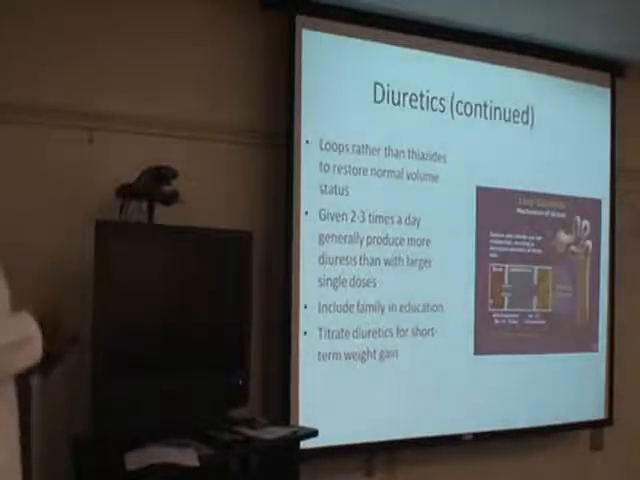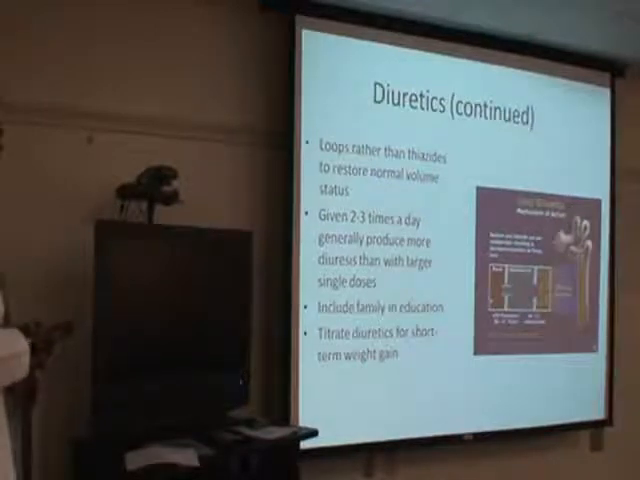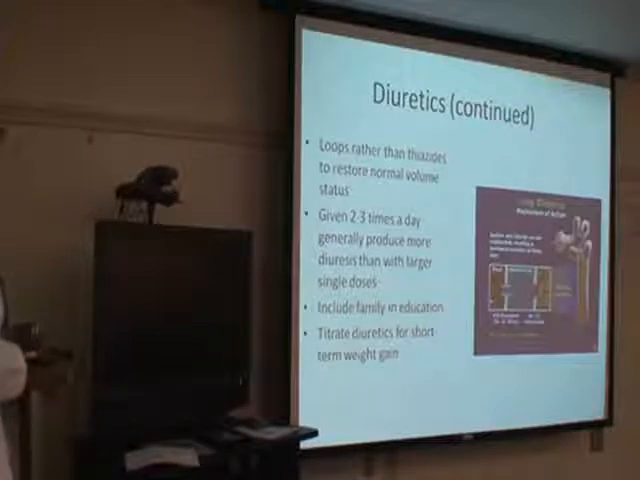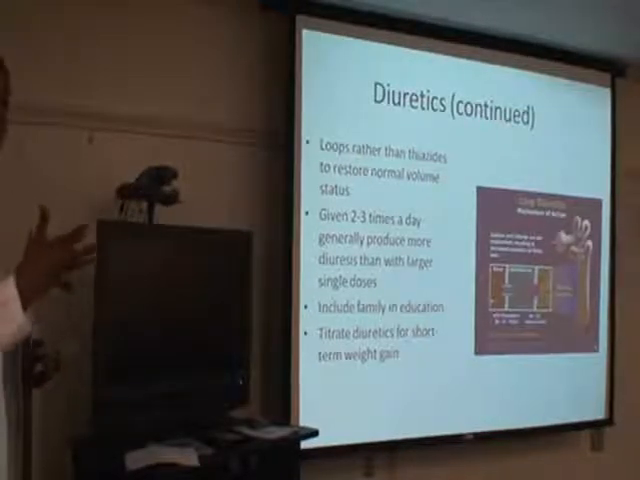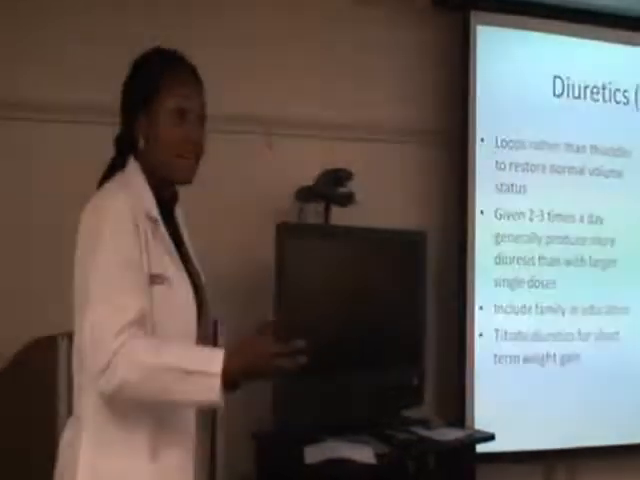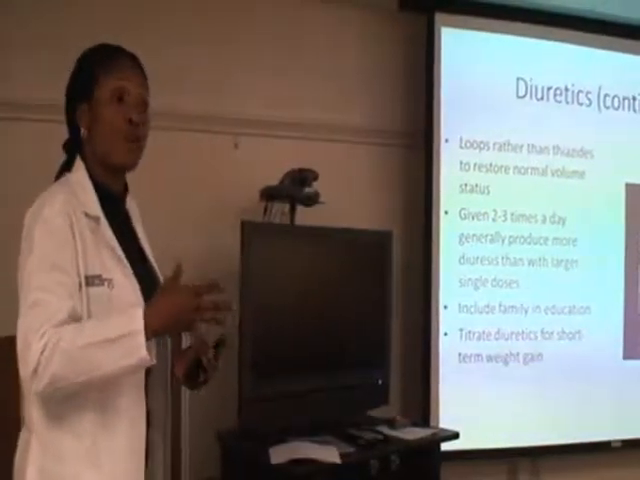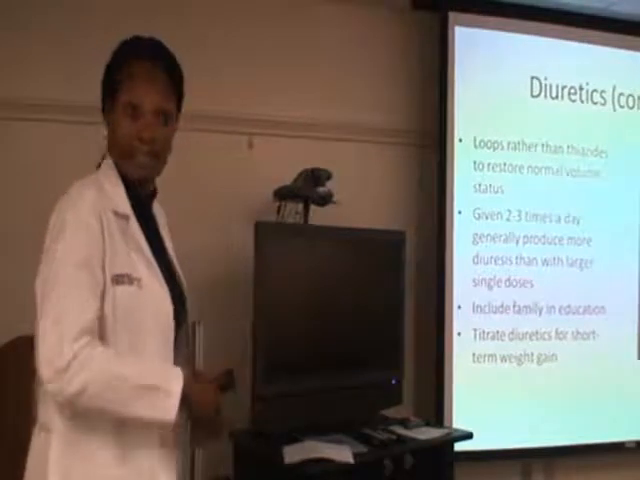So we talked about loop diuretics. We prefer to give you Lasix rather than metolazone or thiazide. You want to give it 2 to 3 times a day. It's important that you include family education, and you can titrate these drugs. So if a patient is having increased weight gain, maybe a 2 to 4 pound weight gain in a 24-hour period, you can tell them to take an extra dose of Lasix. Okay?